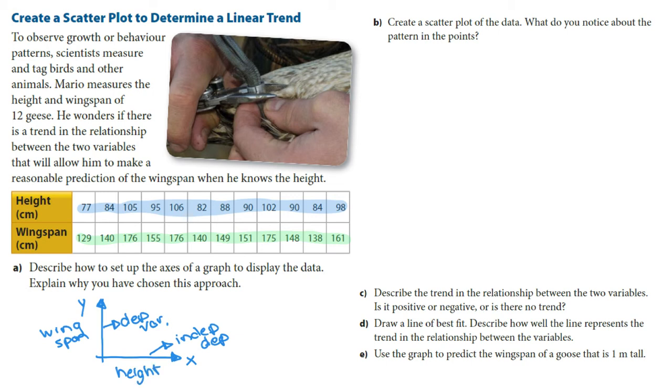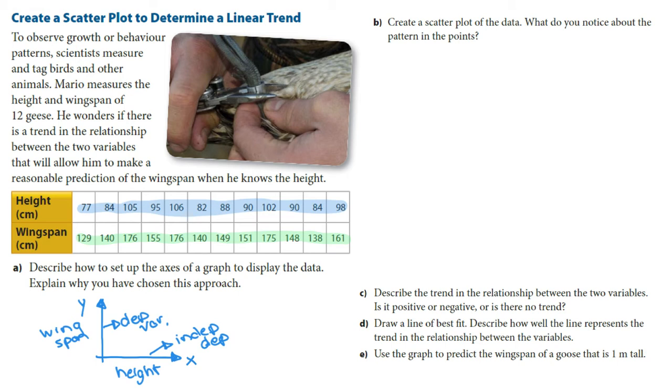So when we make our graph, we're going to put the height along the x-axis and the wingspan along the y-axis. So whenever you're trying to figure it out, say the statement, what depends on what? So in this case, we're trying to decide, does the wingspan depend on the height of the bird? So that makes the wingspan the dependent variable, because we're trying to figure out if it depends on something.